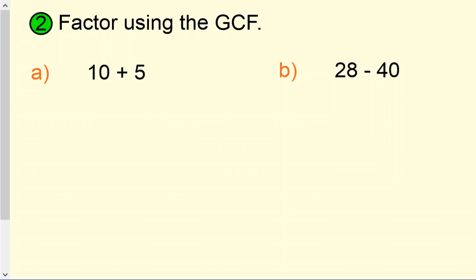Alright, for A, the greatest common factor in 10 and 5 would be 5. So if we use the upside down division, we pull out a 5. 10 divided by 5 would leave us with 2, and 5 divided by 5 would leave us with 1, plus 1. So our factored expression would be 5 times 2 plus 1.